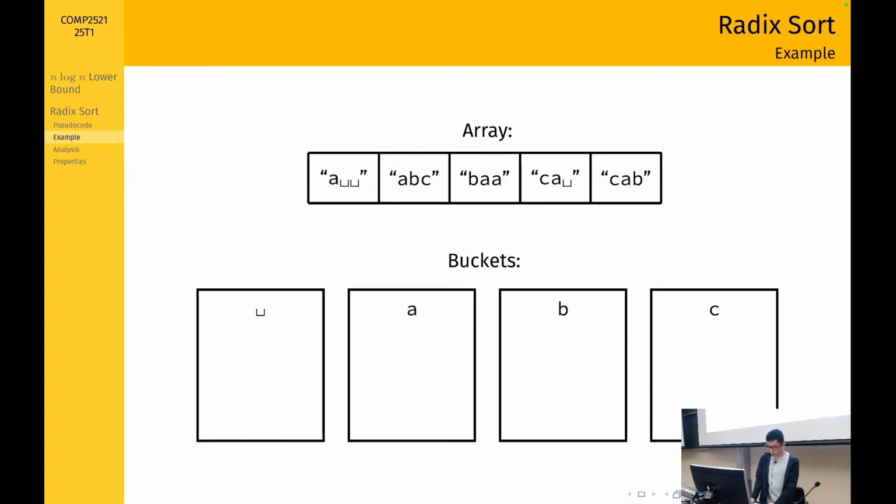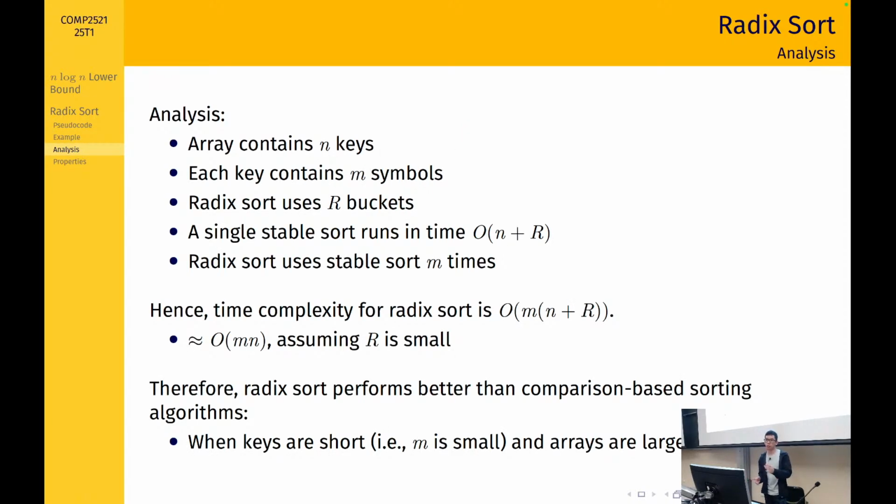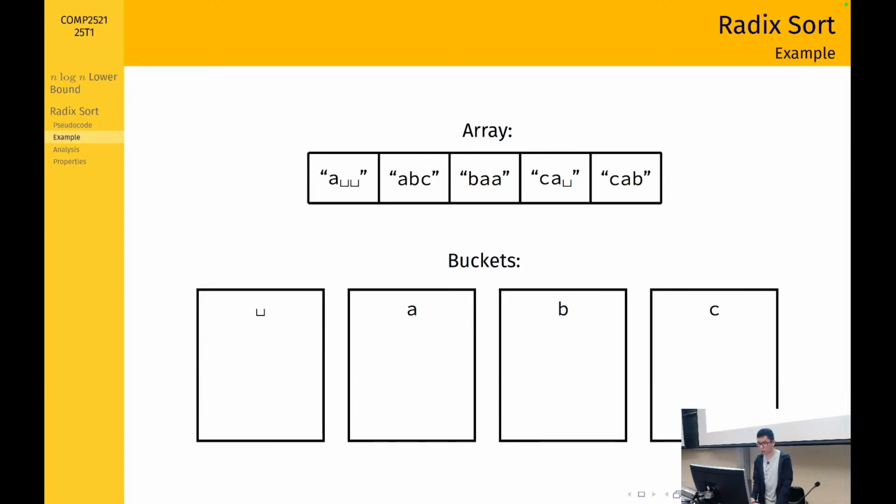Okay, so what's the time complexity of radix sort? So we have a number of variables we need to consider, right? First of all, the array has n items, right? N keys. Each key contains m symbols. Okay, so that's the width of each key. And the radix we denote using R, right? And during radix sort, we use R buckets, right? Or R plus 1 if we're using a blank symbol.